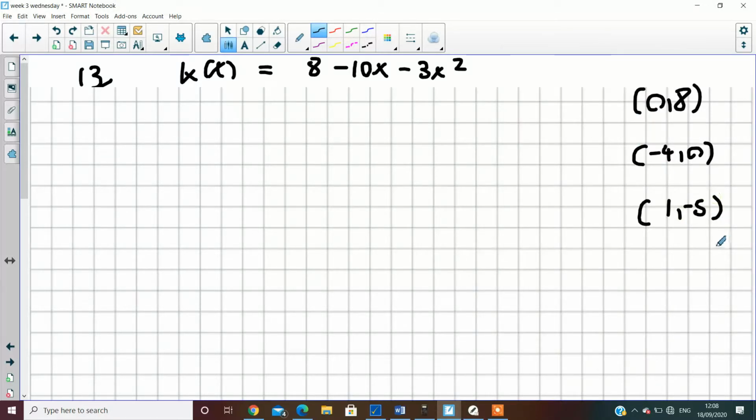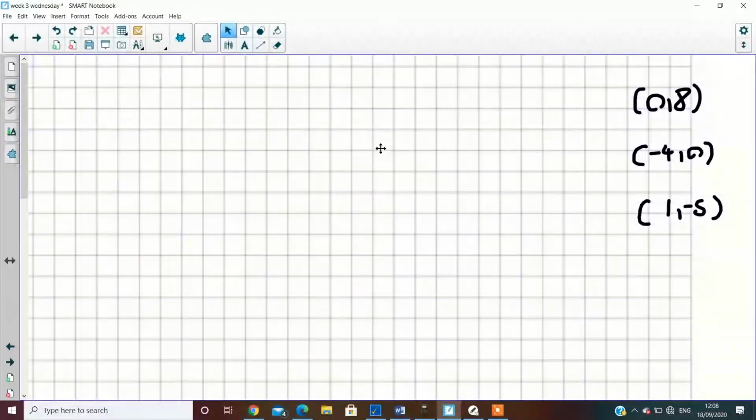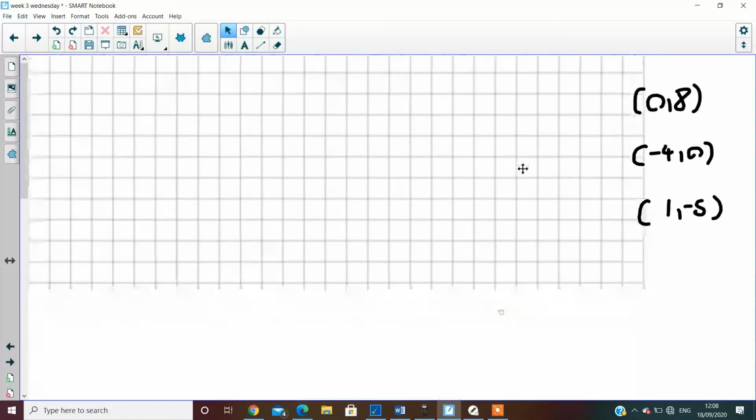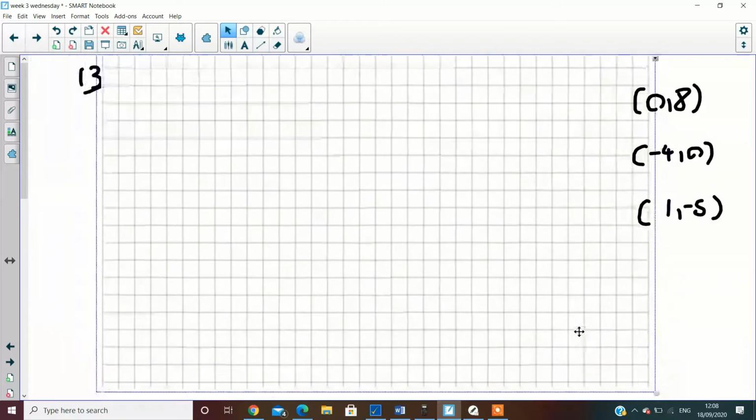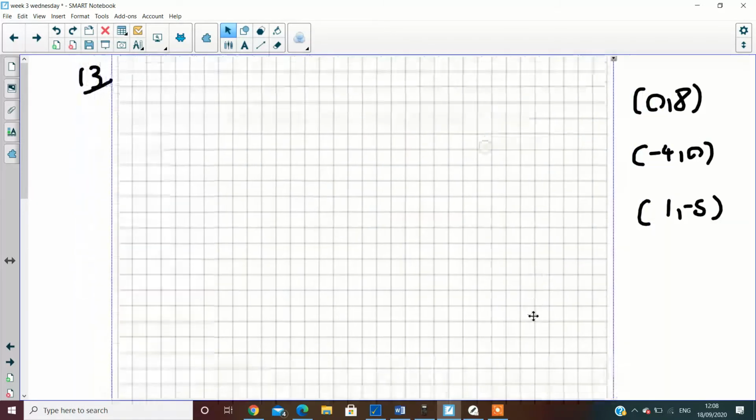Just chill out for a sec, guys. Okay? Now here's what you do. You don't have to be overcomplicated with this. You just need to draw it. You don't need to get too worried about the rest. Now, does anybody see the largest point on the graph roughly?